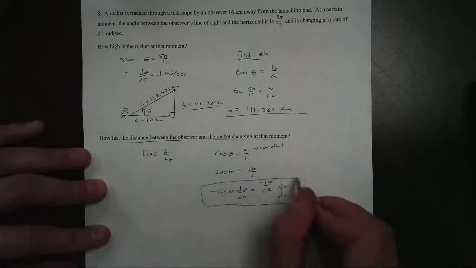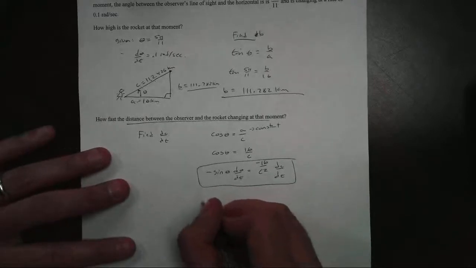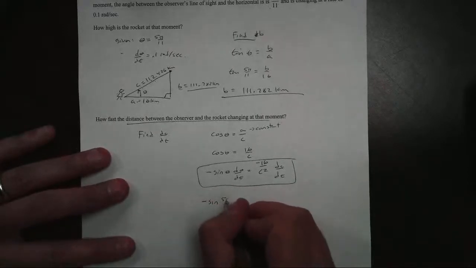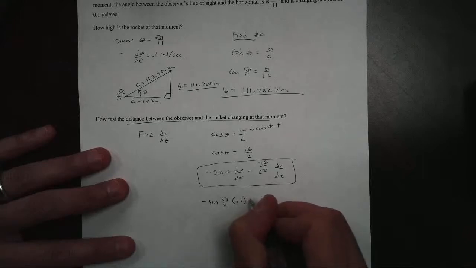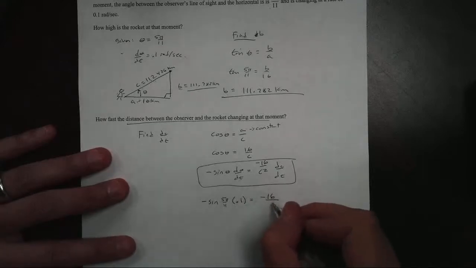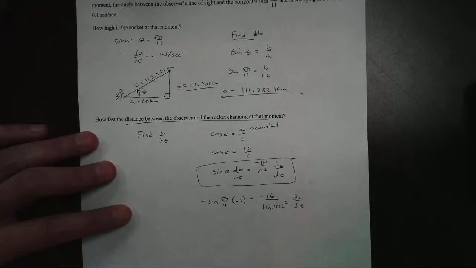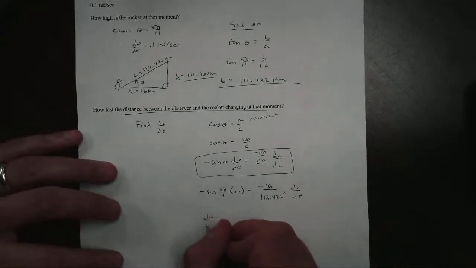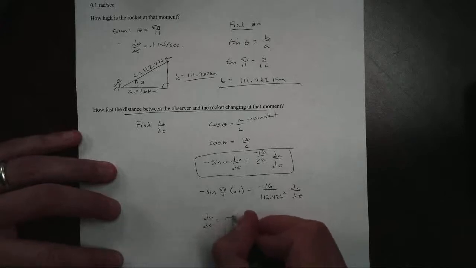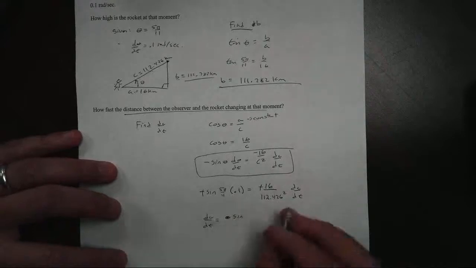And there's my derivative. I just plug in everything now. We know a lot of this already. We know this angle is 5 pi over 11. d theta dt we know is 0.1. And we know this becomes negative 16, and we found C earlier as 112.426 squared, dc dt. So what I'm going to do is solve for dc dt. I pretend like I don't have a calculator. The two negatives are going to cancel, so I don't even have to worry about that.